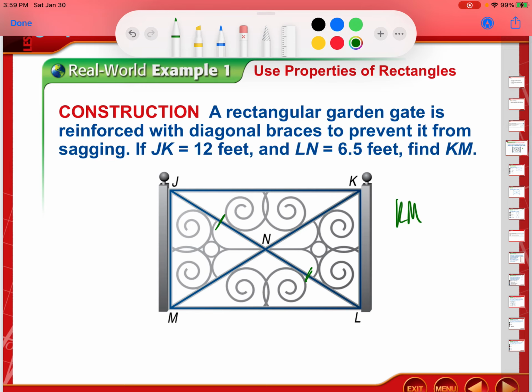Therefore, KM must equal 2 times LN, or 13 feet. So essentially, this is 6.5. This is 6.5, which means the whole thing is 13. And we know that JL, that whole piece, and KM, that whole piece, are going to be congruent to each other.